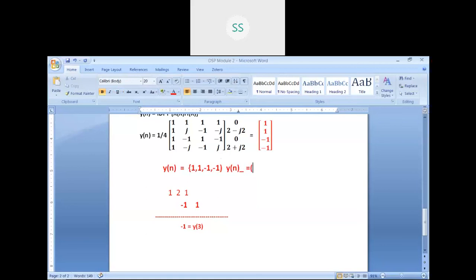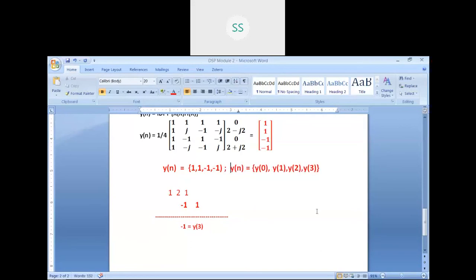So I am generating y of 0, y of 1, y of 2, y of 3. Did you understand this? Okay.